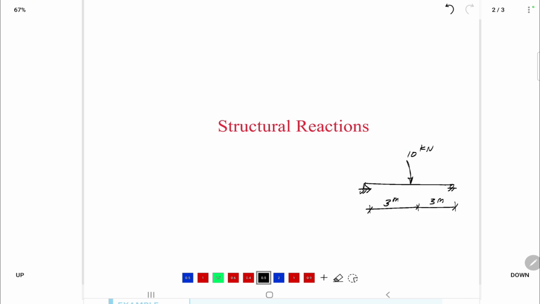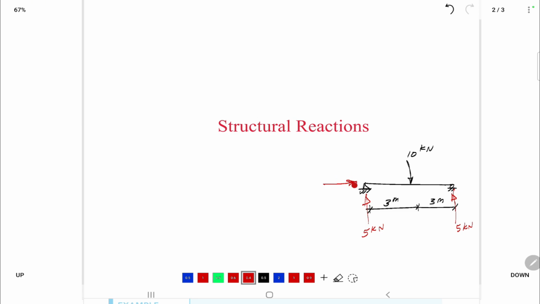we have a symmetry here, the left hand side is symmetric with the right hand side. So as long as there is a symmetry, this load will be divided into 2 equal parts. That means this one will be 5 kilonewton and that will be 5 kilonewton. Now the horizontal reaction here, because this one is a hinge and this one is a roller. For a roller we have only one reaction, in the vertical direction. Here we have 2 reactions, vertical and horizontal.